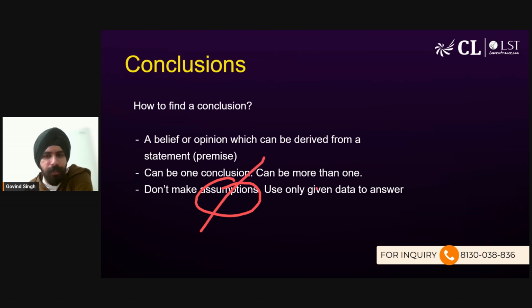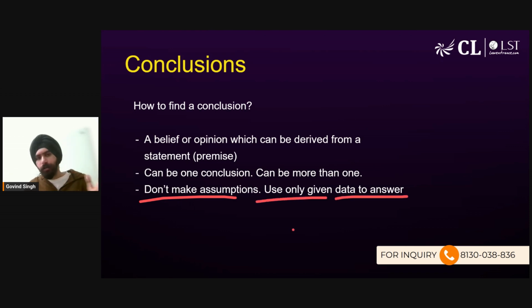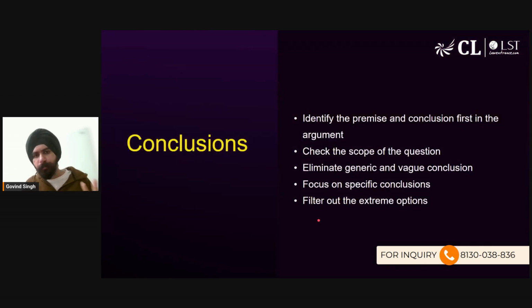But I have no data which can suggest that. Therefore, I cannot make the conclusion that studying for CLAT would also help me perform well in the NEET exam. So that would be an invalid conclusion, and we don't need to make any assumptions. We need to only use the given data to answer our questions, right? So this is the simple process.